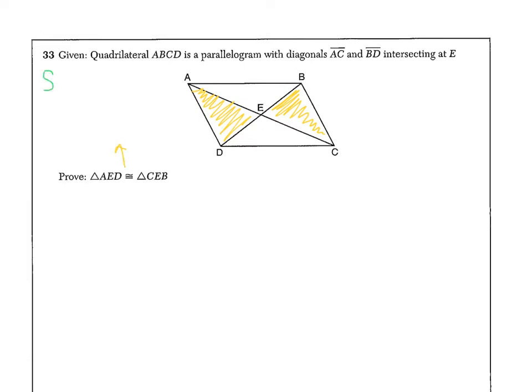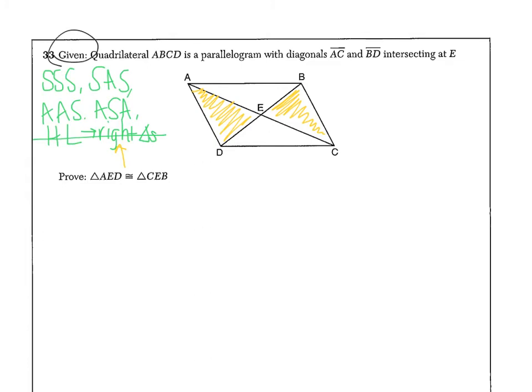These options include side, side, side, side, angle, side, angle, angle, side, angle, or HL. But HL can only be used for right triangles. And we have no right angles because we don't have any perpendicular lines. So I'm just going to cross off HL.